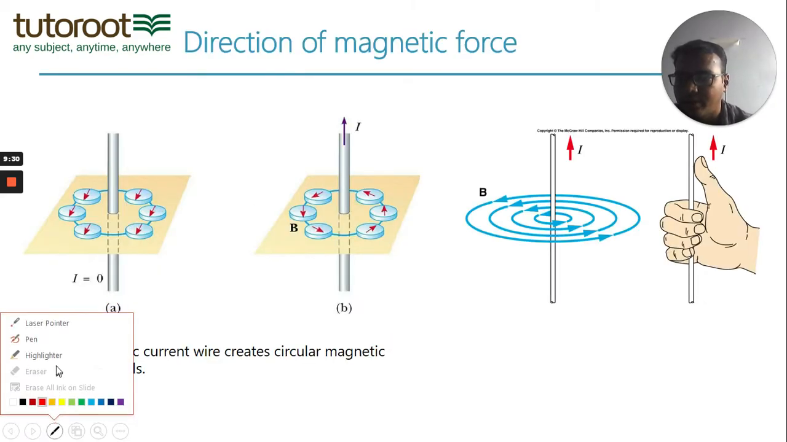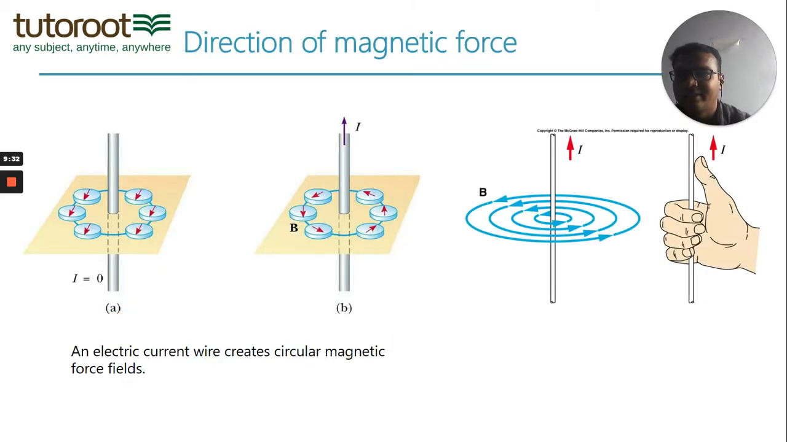So this is a current wire, and you can see that the current right now is 0. When the current is 0, all the compasses kept around the wire are pointing in the same direction. What is the direction going to be? Obviously the north direction. So the north direction is in this direction, that's what we know.